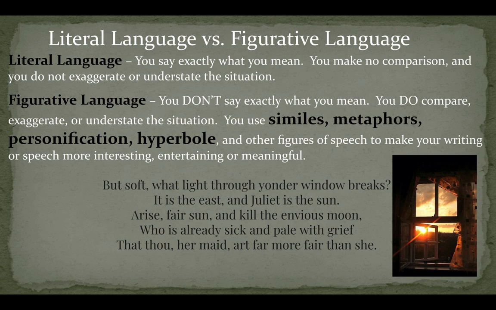And he says, "But soft, what light through yonder window breaks? It is the east, and Juliet is the sun. Arise, fair sun, and kill the envious moon, who is already sick and pale with grief, that thou, her maid, art far more fair than she."